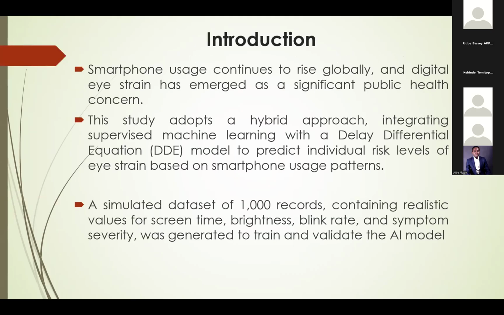A lot of people have phones now due to the advance of technology, and a lot of people spend quality time on their phones, not knowing the side effects that cause eye strain and damage general health. Please, next slide. That is why this study adopts a hybrid approach, integrating artificial intelligence and mathematical modeling, which is delayed differential equations, to predict eye strain risk from smartphone exposure. Statement of the problem, please, next slide.